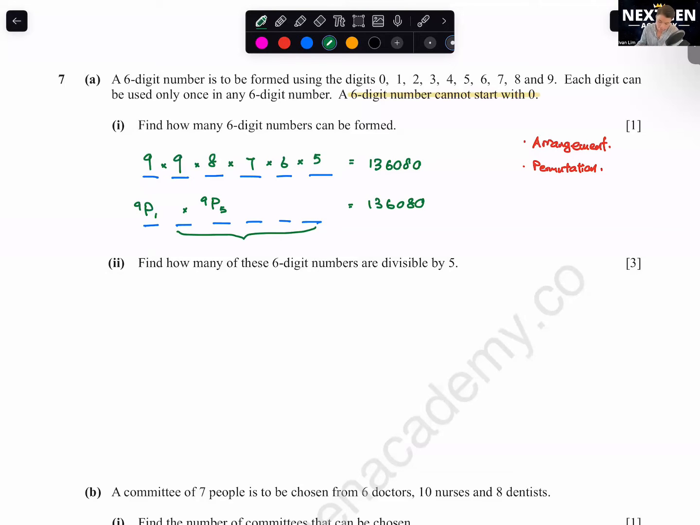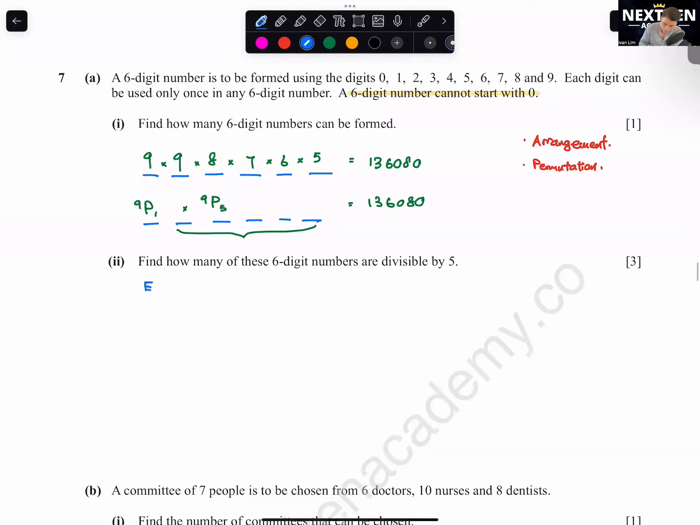Okay, second one, how many of these 6-digit numbers are divisible by 5? Okay, 3-mark question. We need to consider 2 conditions. First one ends in 0. The other one ends in 5. Why are both conditions different? Because if I end with 5, then my first digit, I cannot use 0 also.